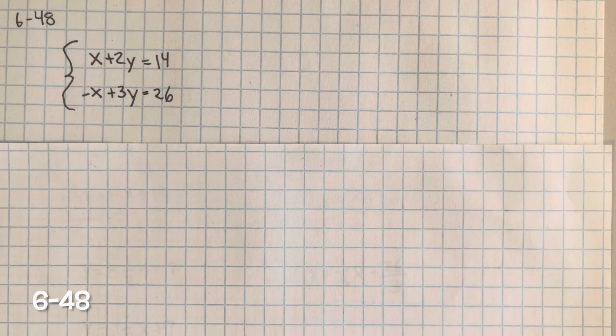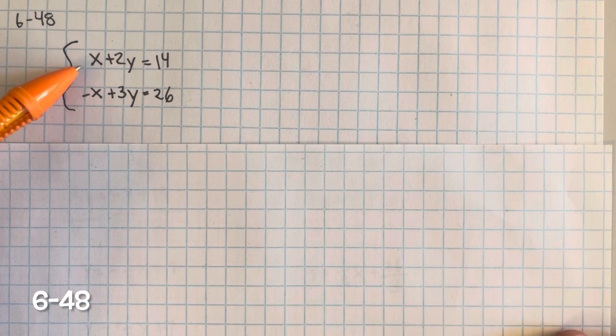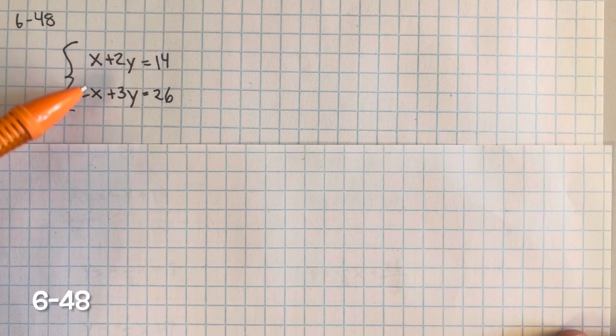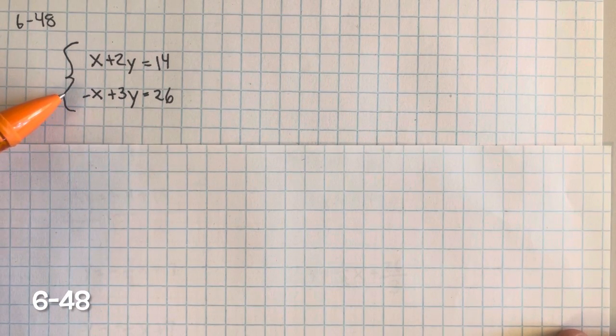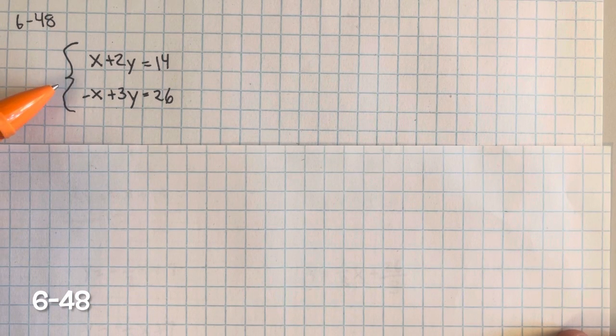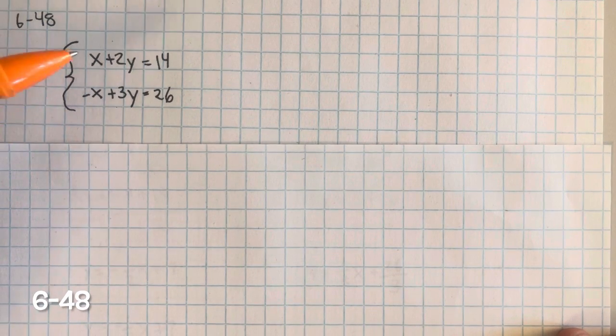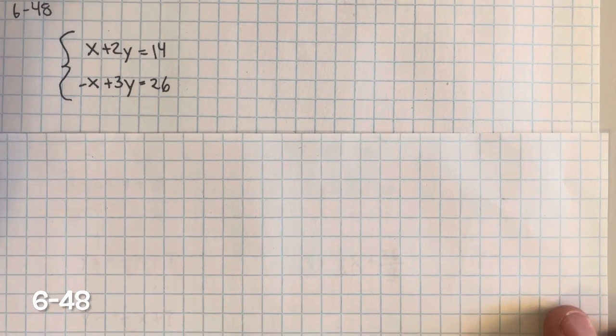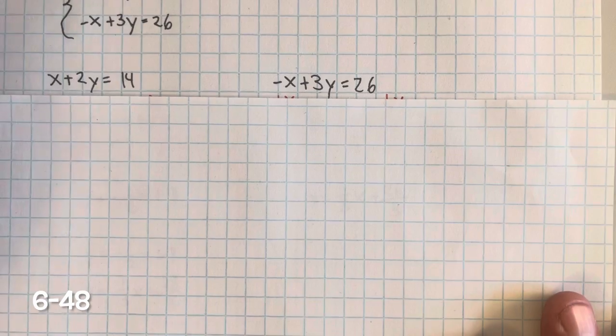For problem 648, solve the system of equations at right using the equal values method. So in order to use the equal values method, we want to put both of these equations in y equals form. So I will let you know that eventually we'll use other methods to solve this system. And the equal values method is not the most efficient way to solve this system, but for now, it's the only method you know.